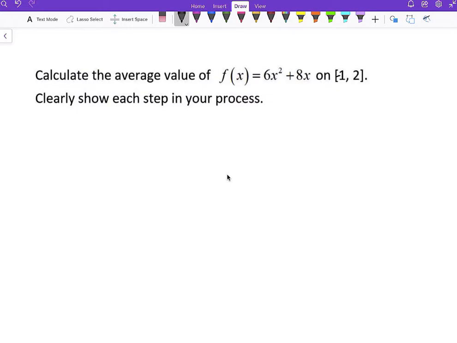Hi, and welcome to a video on how to calculate the average value for a function on a closed interval.